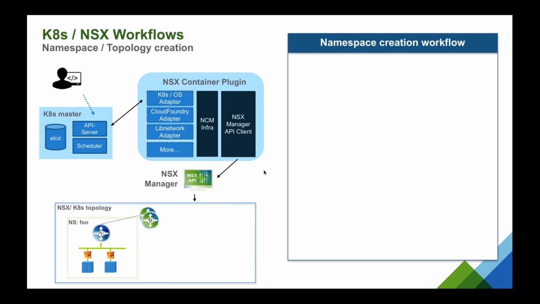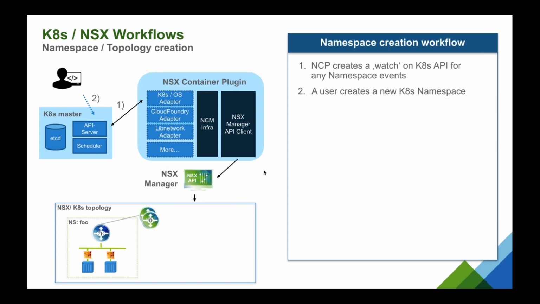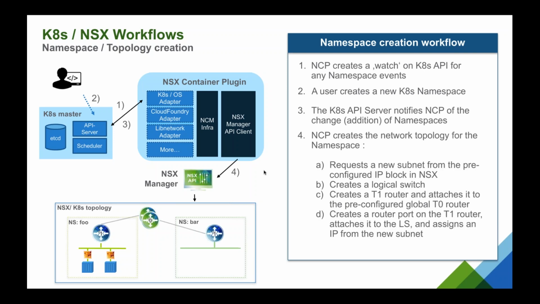So let's go through one example. As I said, Kubernetes has this capability to watch for object changes, so this is what we do. When we start the NCP, we will watch a whole set of objects, and one of them will be namespace events. As soon as a user creates a new namespace, we get a notification, and then we start our workflow: create a logical switch, create a tier 1 router, request an IP subnet out of the block, attach that logical switch to the logical router and the tier 1 logical router to the tier 0, and create the SNAT entry, right? So quite an easy workflow.